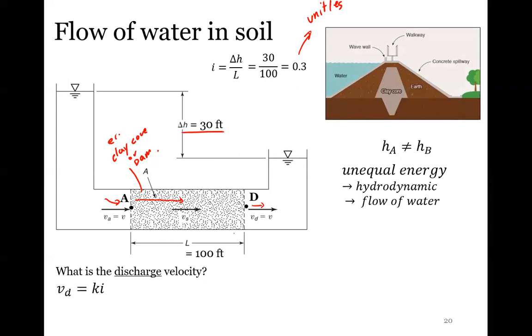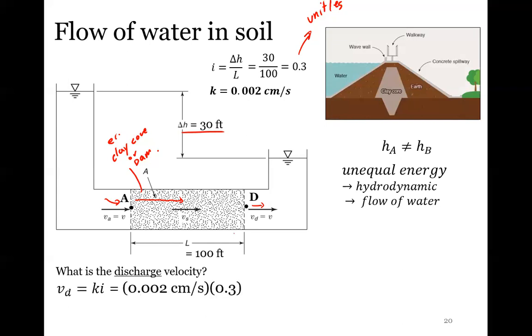So if our length was provided in meters and our change in height was provided in centimeters and so forth, then you always need to convert them into the same units so they cancel out. And then let's just say we've done lab permeability tests, like we're going to do in a few weeks, and we found that the permeability coefficient of this soil is 0.002 centimeters per second.